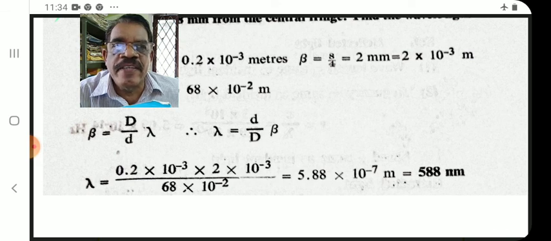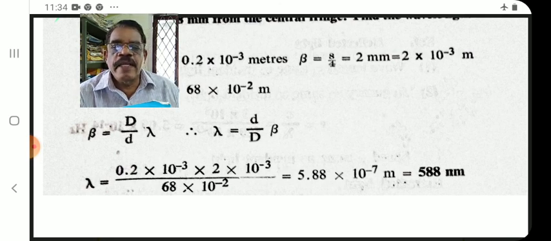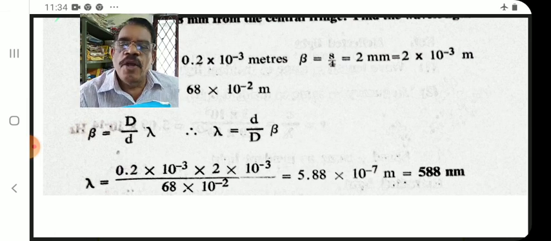Here also we convert into nanometer. This can be written as 588 into 10 raised to minus 9 meter. 10 raised to minus 9 meter is nanometer. So the answer is 588 nanometer.